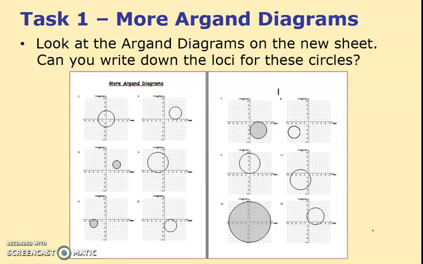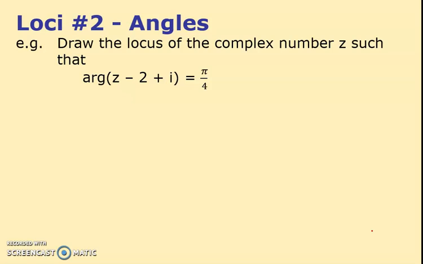Oh, right. Task 1, you're going to do this sheet. So in class I'll give you out this sheet and we'll have a look at that and see if you're any good at them. We'll then go on to loci number 2, angles. Now angles is really a posh way of saying argument. We've already seen this word argument for an angle. And it says the argument of z minus 2 plus i is pi by 4. Now again, pi by 4, I want you to remember pi equals 180 degrees. So if I divide it by 4, that's the same as 45 degrees. This is going to be a 45 degree angle.